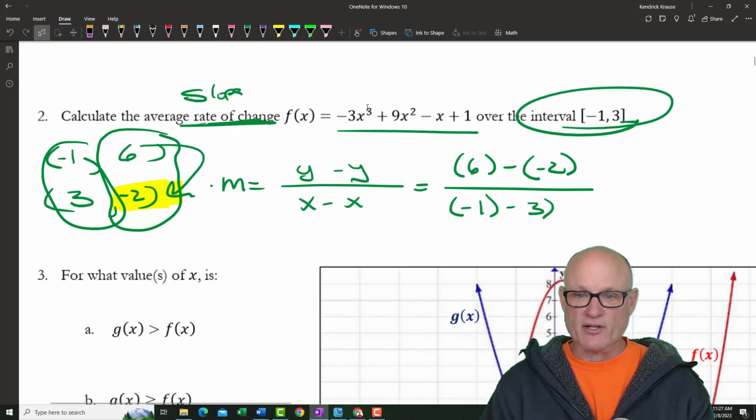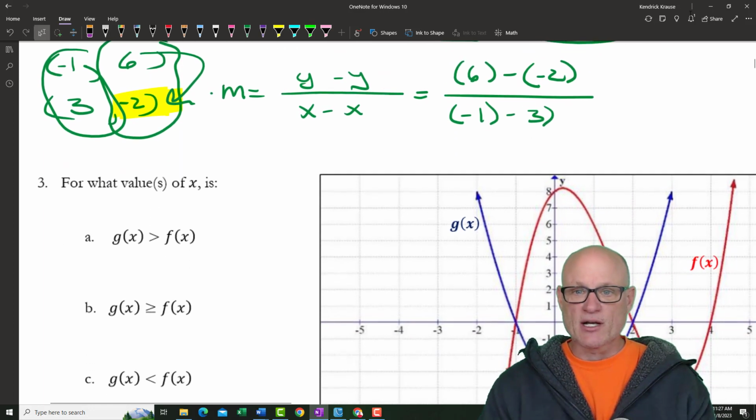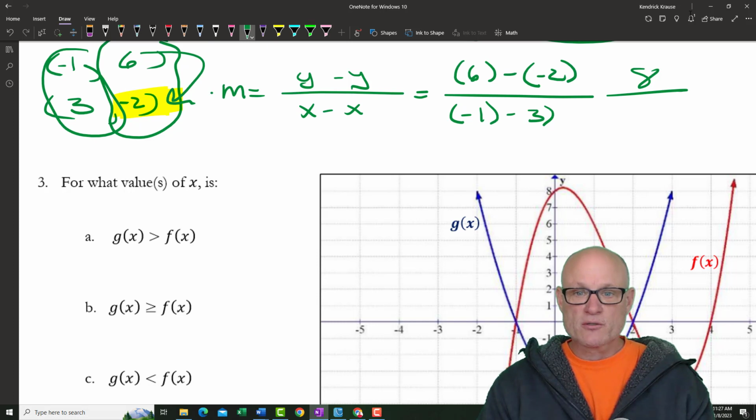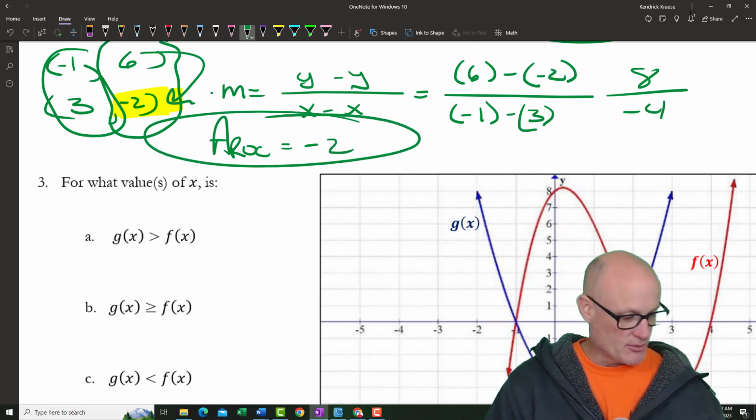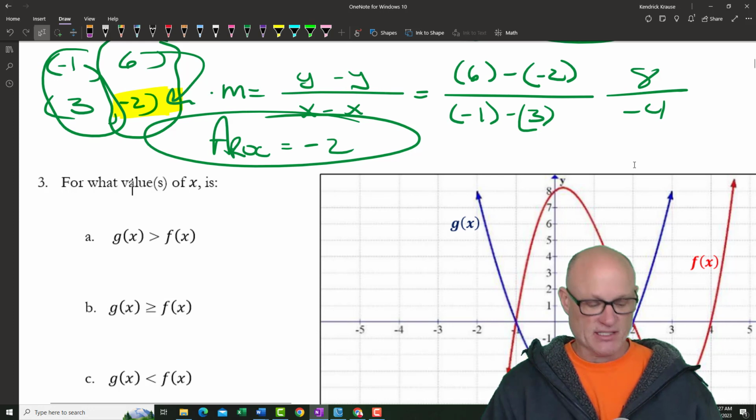Now, if I do that, I go 6 plus 2 is 8 over -1 minus 3, which would be -4. So my average rate of change, my AROC, I shouldn't have probably written slope. I should say AROC is -2. Very simple. All right, I'm going to do A and C in class.